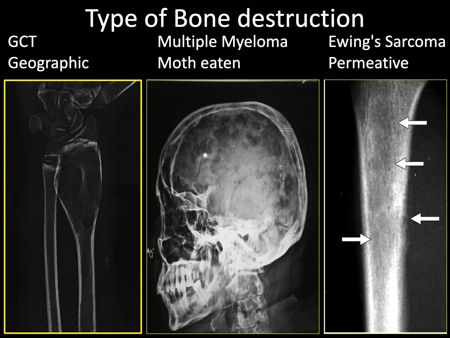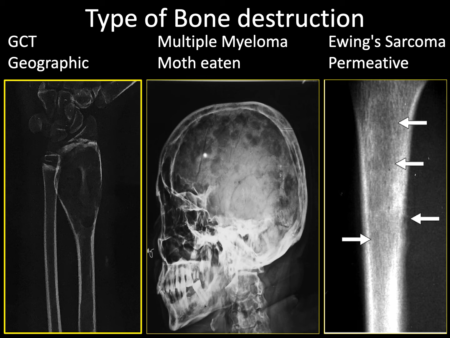Next is type of bone destruction. So there are three common types of bone destruction. One is geographic, which means it's a well-defined lesion. We are able to know where the tumor is starting and where it's ending. So that is a geographic lesion. Second is moth-eaten. So we will be seeing what is the meaning of moth-eaten. This skull X-ray shows multiple punched-out lesions. So this was multiple myeloma, a classical case of the moth-eaten type. And third is the permeative type of lesion. What is the meaning of permeative type will also be discussed. So it was a case of Ewing sarcoma and a permeative type of lesion.